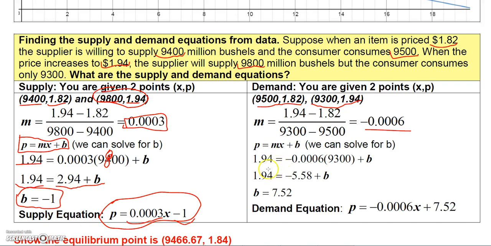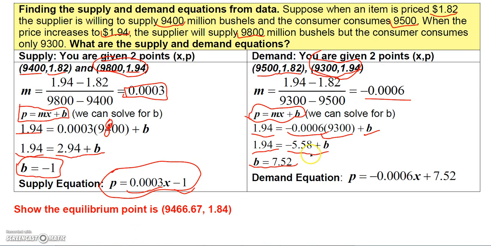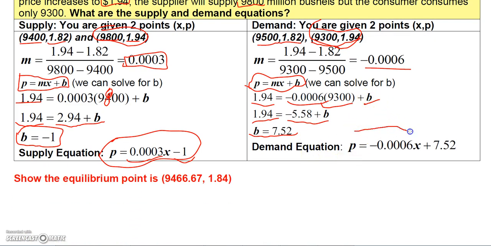So now I'm going to put in this point right here. I'm going to plug this point into the formula that I have here, P equals mx plus b. And now I know that the price is $1.94. The slope is -0.0006, and I'm using an x value of 9,300, and I'm solving for b. So now if I multiply that together, I get a negative 5.58 plus b equals $1.94. And then if you add 5.58 to both sides, you get b equals 7.52. So that gives me the demand equation. So now I have this for the demand equation, and then I have this for the supply equation.